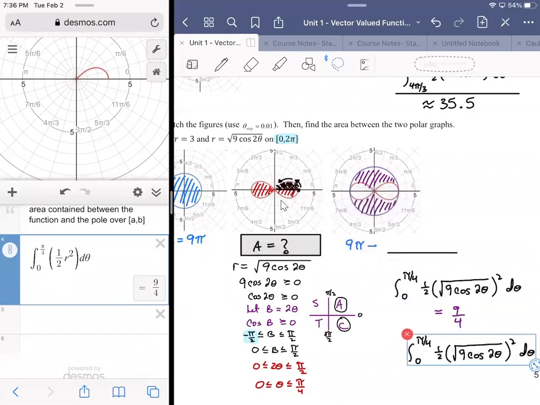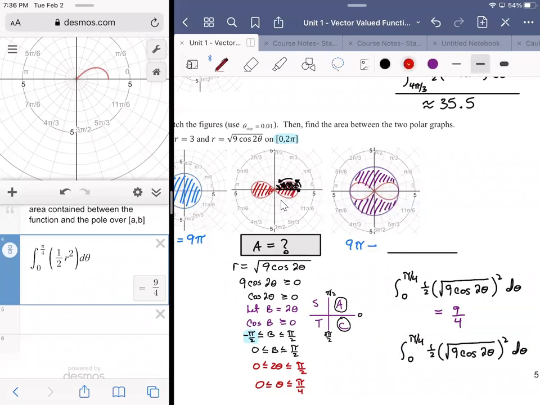I'm really looking for this integral multiplied by 4, which is going to give me a clean 9. And so that tells me that the overall area of the shaded region here is going to be 9 pi minus 9. All right, so the area of the shaded.